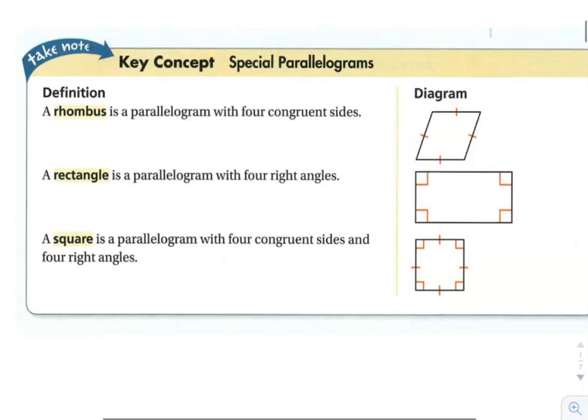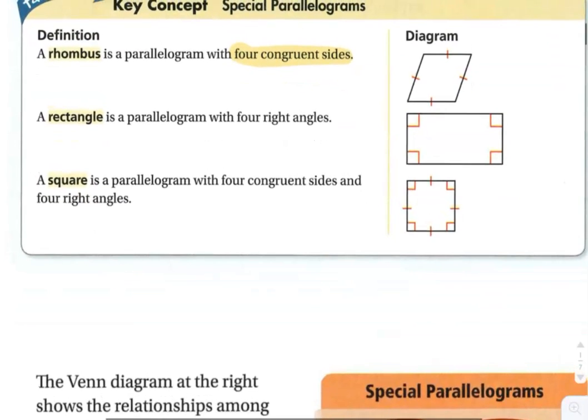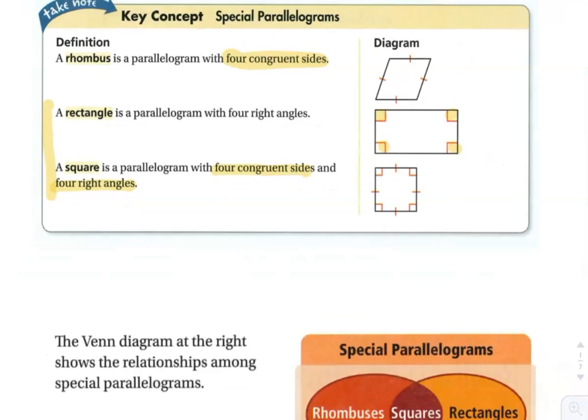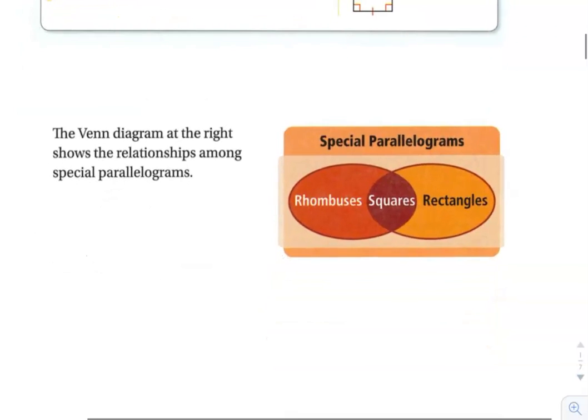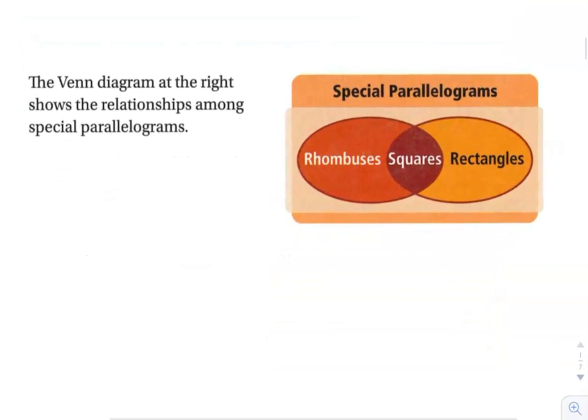A rhombus is a parallelogram with 4 congruent sides. All right, so you can see that example here. A rectangle is a parallelogram with 4 right angles. And then a square basically has both of those criteria. So it has 4 congruent sides and 4 right angles. You guys are probably more familiar with rectangles and squares, but we're throwing a rhombus in the mix as well. So this Venn diagram might be good to jot down.